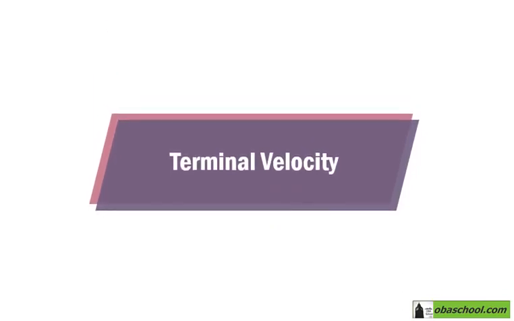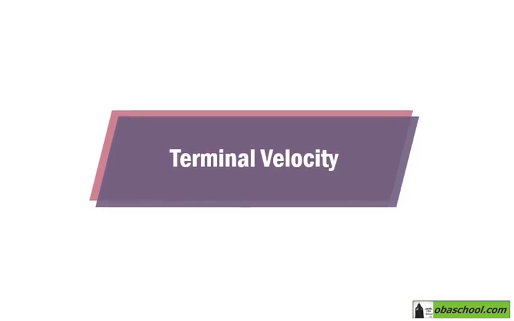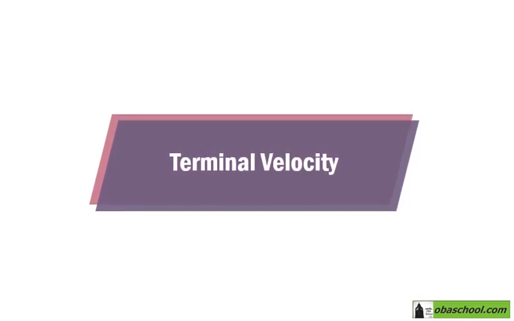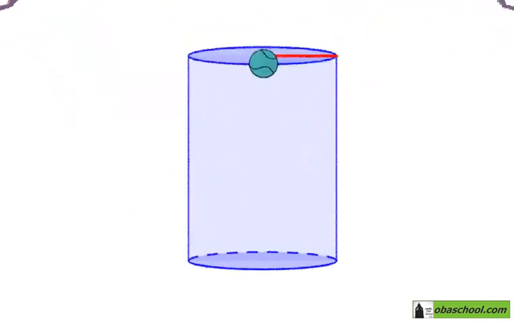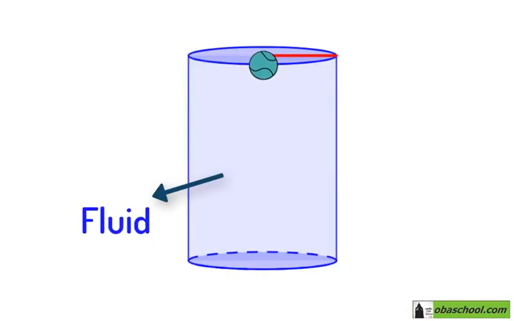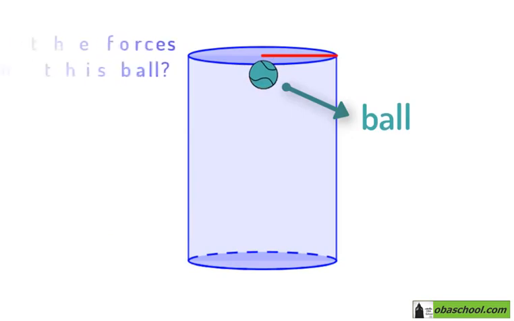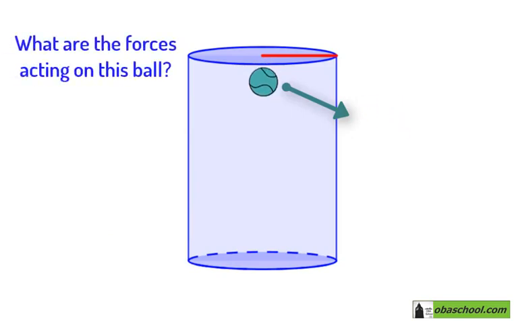Hello, in this video we're going to define a new term, which is the terminal velocity. Let's check where this terminal velocity appears. If an object falls in a fluid, here the object is a ball, what are the forces acting on this ball?